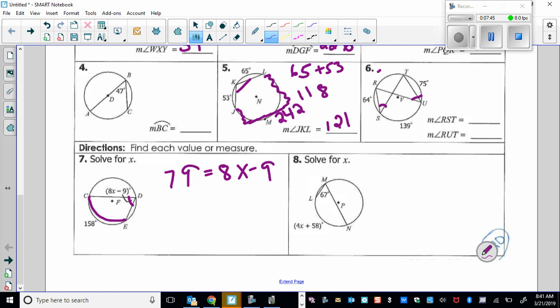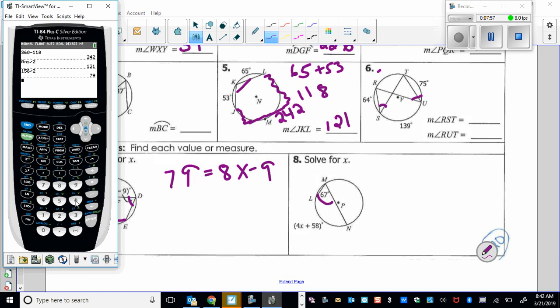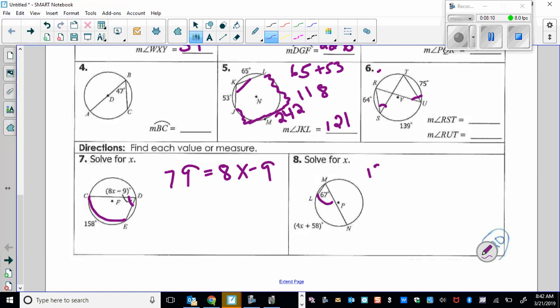The same way with number 8. This is 67, so the intercepted arc has to be double 67. I have to do 67 times 2, which is 134. So this part is 134, and I can set 134 equal to 4x plus 58, and then you just solve it.